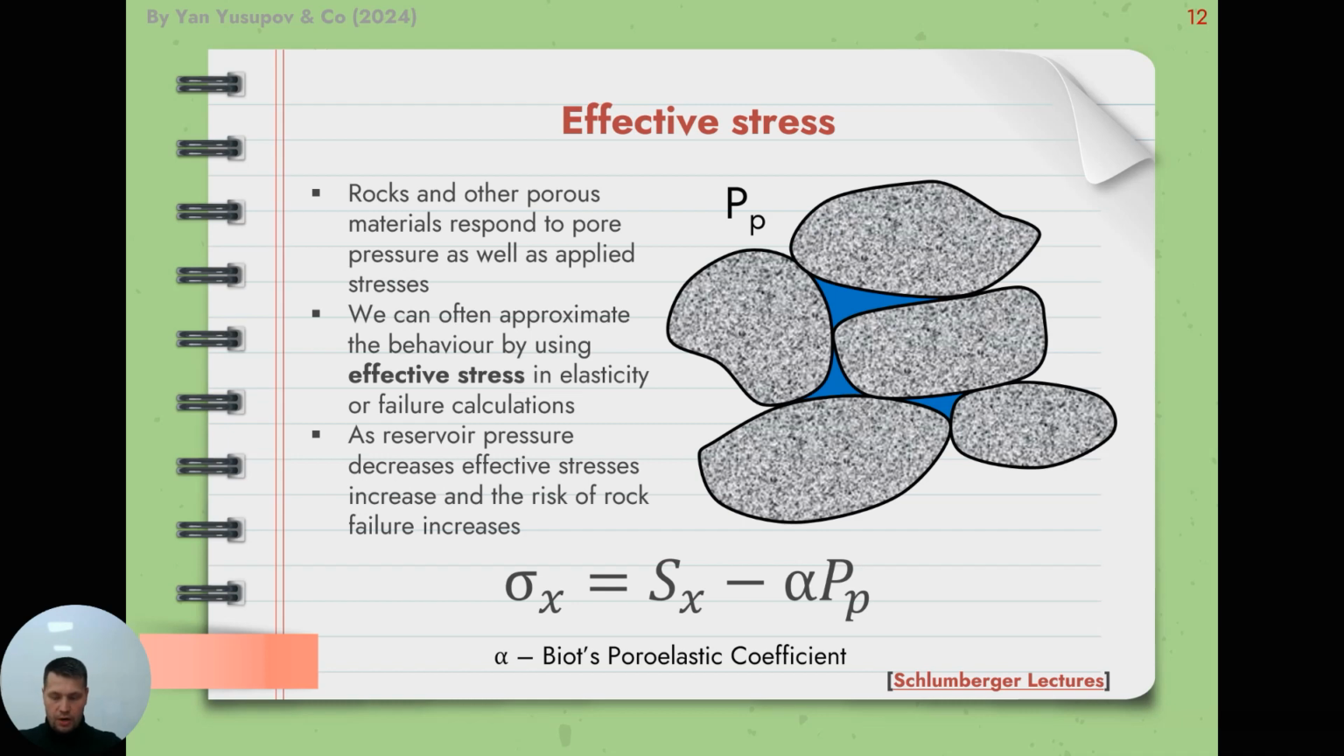The effect of pore pressure on the mechanical properties of saturated rocks was investigated by Terzaghi in his work. He proposed the concept of effective stress of Terzaghi. Here you can see the representation of the coefficient, the Biot poroelastic coefficient, which is included in the effective stress formula, where sigma x is the effective stress, Sx is the full, absolute stress, and Pp is the pore pressure.